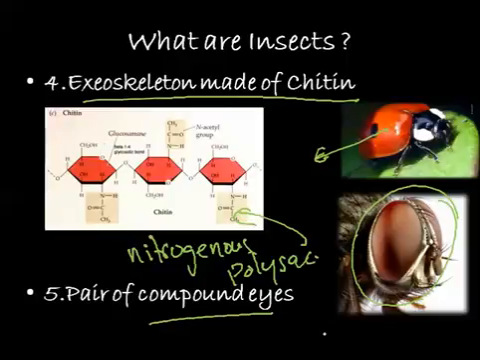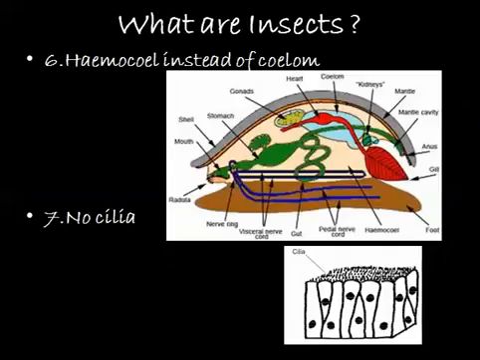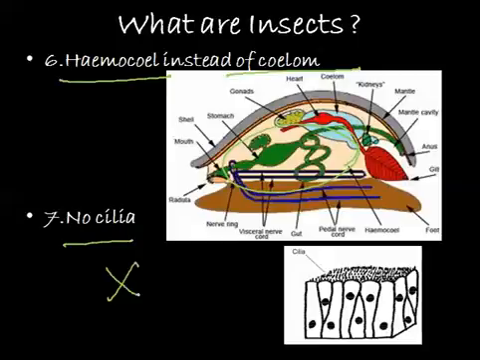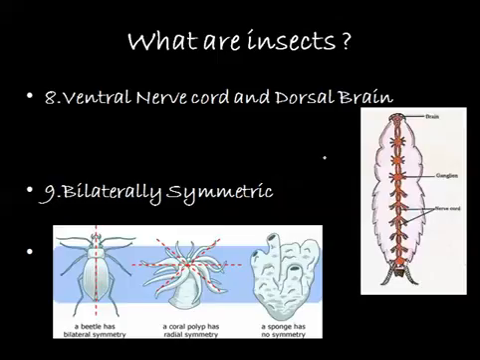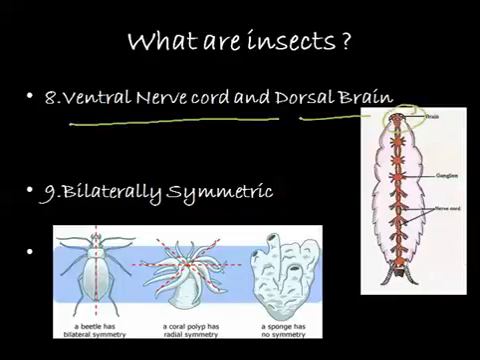The next characteristic, which is very prominent, is the presence of hemocoel instead of coelom. Like in mammals and other vertebrates we have a coelom. Here you have the hemocoel portion in the stomach area. Then the other characteristic is that no cilia is present. The surface of the body doesn't have any cilia. This is an important characteristic of this particular phylum. The other characteristics are the presence of a ventral nerve cord and the dorsal brain. Here you can see it's a ventral nervous system, and they have ganglions in between and the dorsal brain.